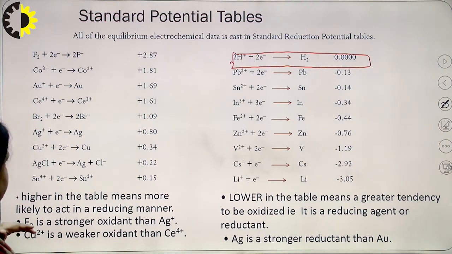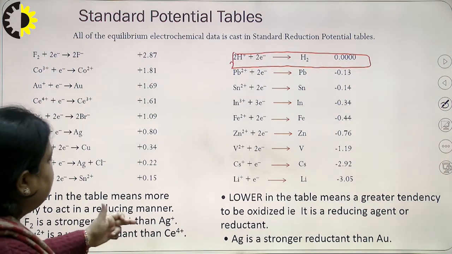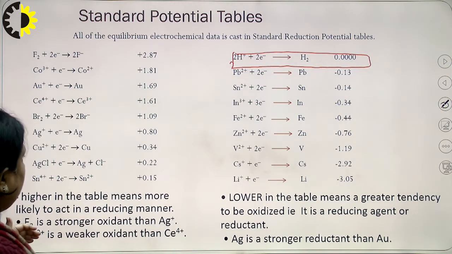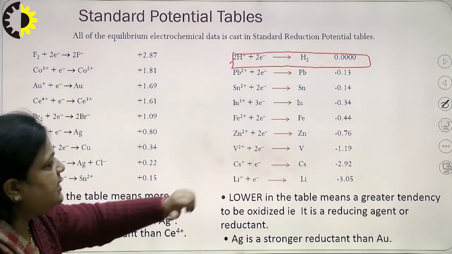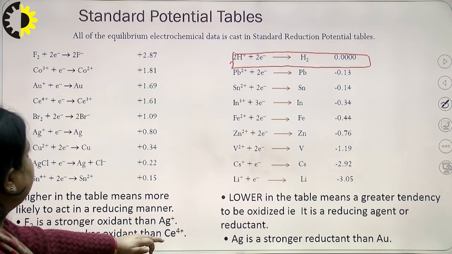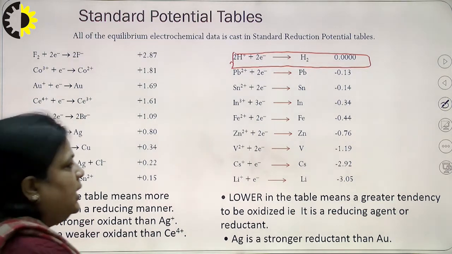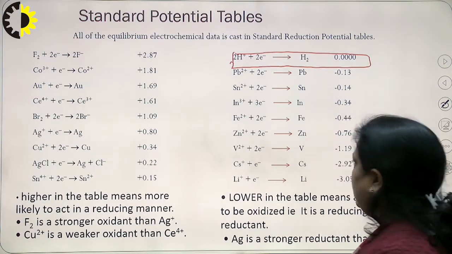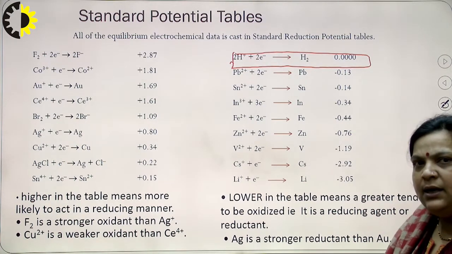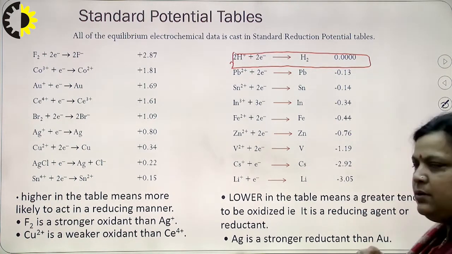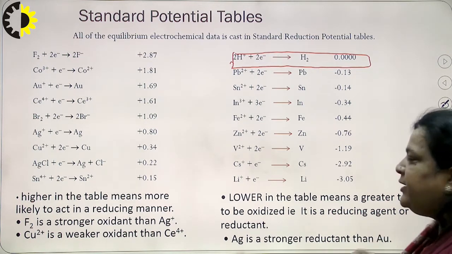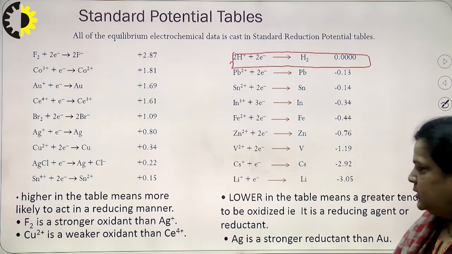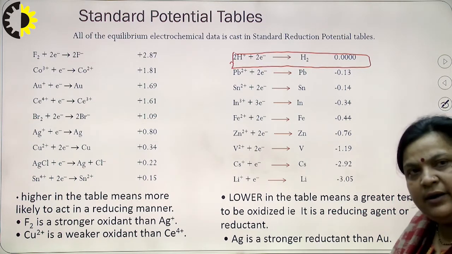In this case we can easily say that F2 is a stronger oxidant than Ag plus, and Cu2 plus is a weaker oxidant than Ce4 plus. And the lower value in the table means it has the least reduction potential, that is, a greater tendency to be oxidized. So, it is a reducing agent or reductant.